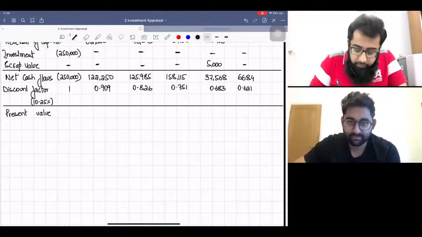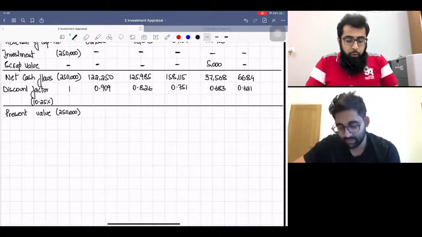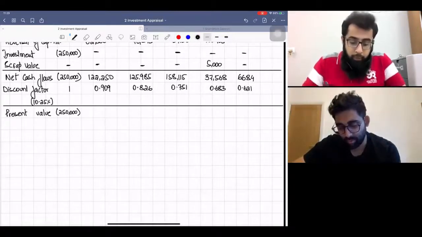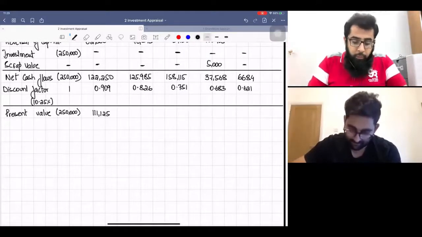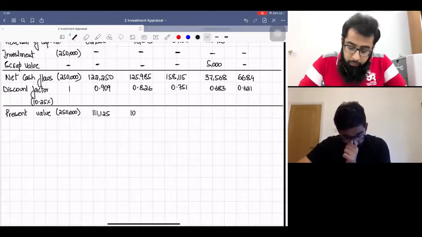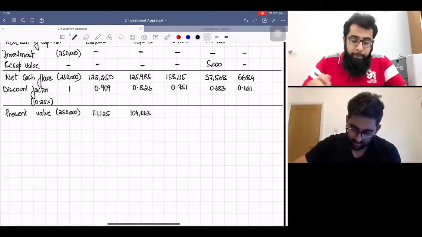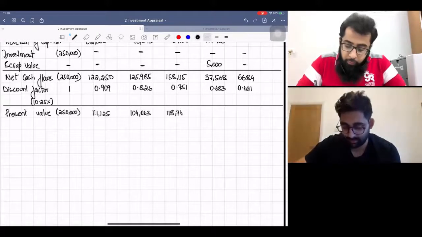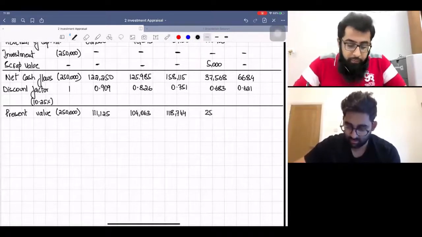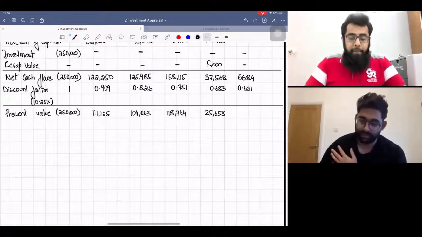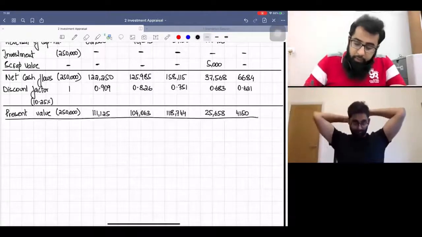So here come the present values: 250,000, 111,125. Then 125,985 into 0.826, so it will be 104,063. 158,115 into 0.751, so it will be 118,744. 37,568 into 0.683 is 25,658. The last one is 4,150. So you will get your NPV.